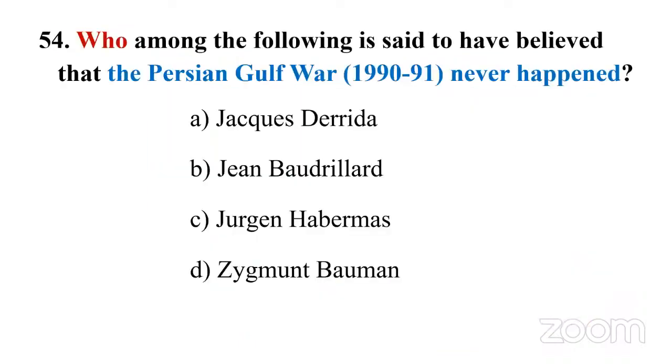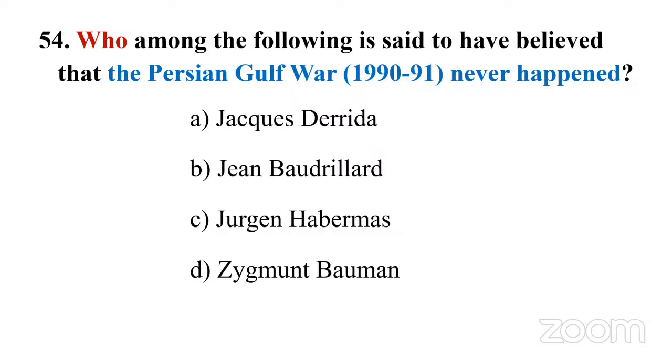Okay, so we'll go to the next question. 54. Who among the following is said to have believed that the Persian Gulf War 1990-91 never happened? So someone, especially a post-structuralist, wrote this work. All right. So option A, Jacques Derrida. B, Jean Baudrillard. C, Jürgen Habermas. Then D, Zygmunt Bauman.